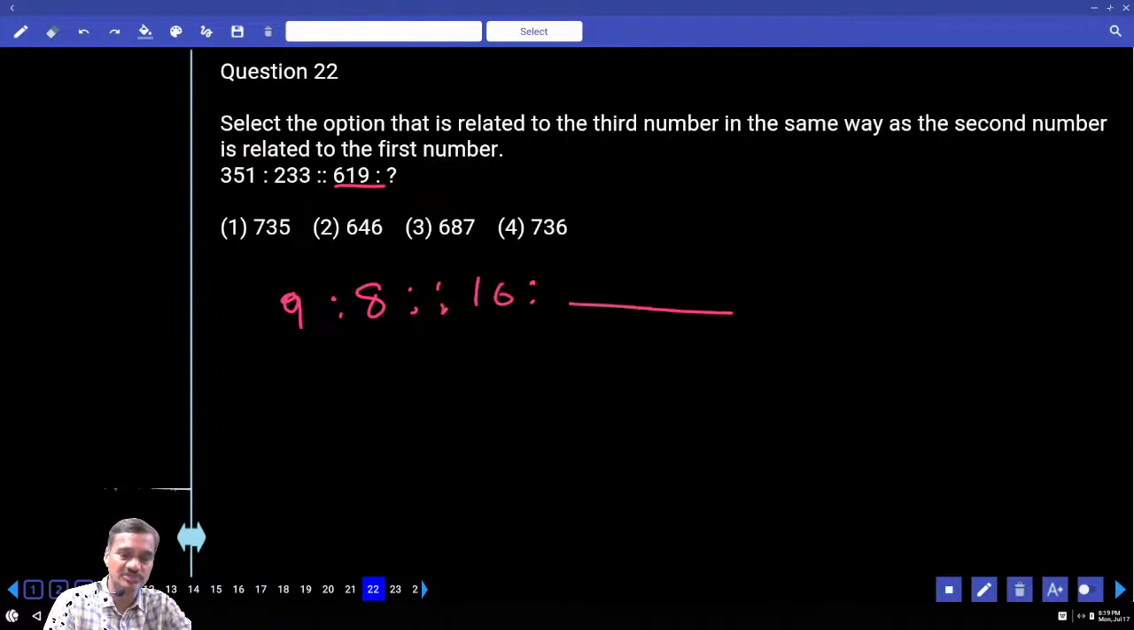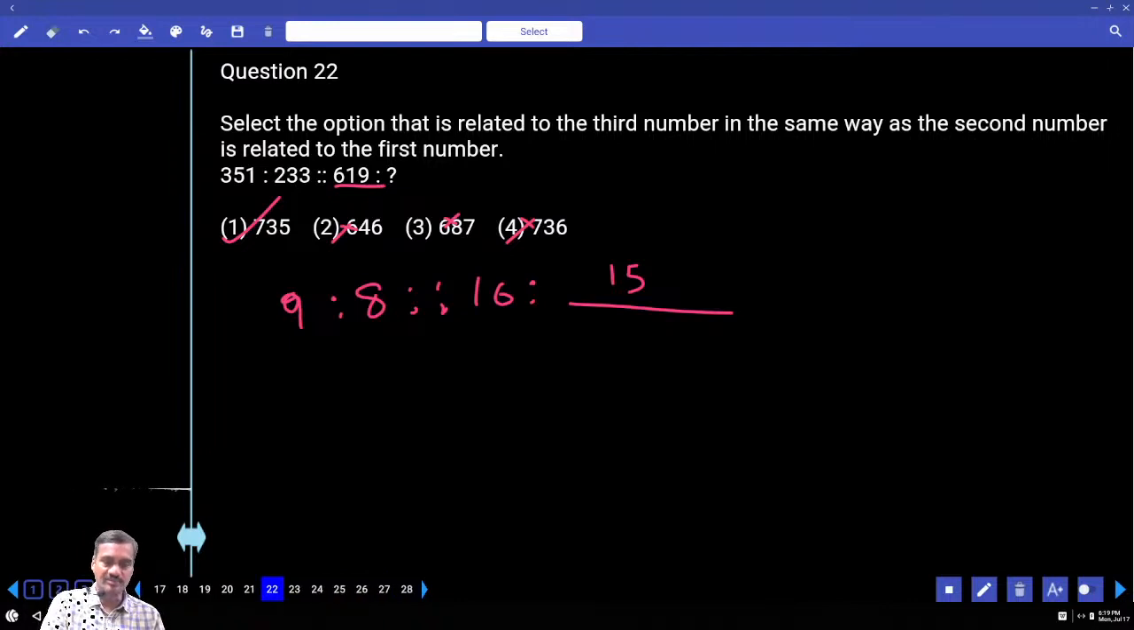Among the given choices, 15 is 7 plus 3 plus 5. Here the sum is so much? 16. Here it is 21. Here it is 16. And choice 1, sum of the digits: 16, 9, 8, 16, 15. Choice 1 for 22nd.